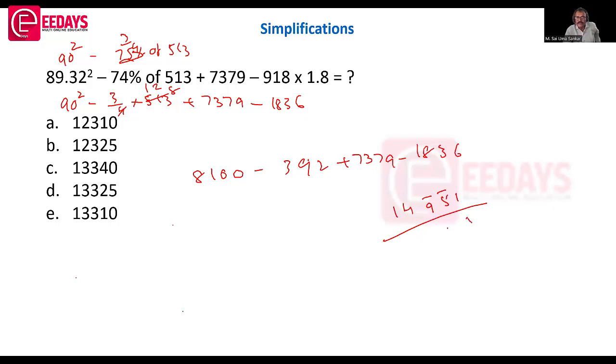This is equal to 1, 9505 and 3, 13501. Any option is there? 13501. Approximately nearest value, that is equal to 13,340 approximate value.